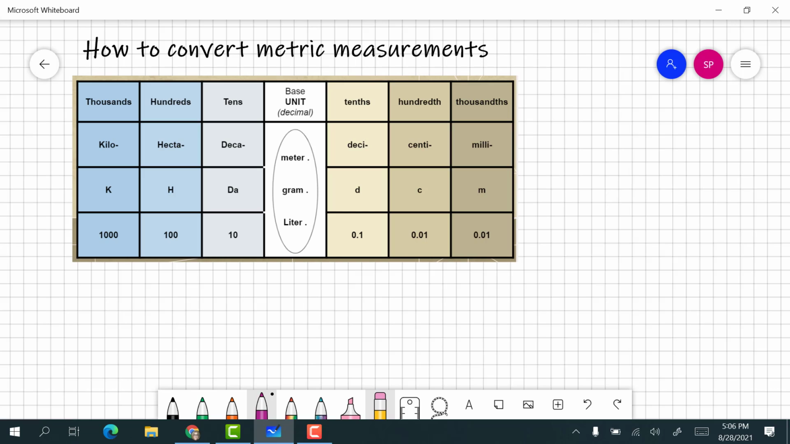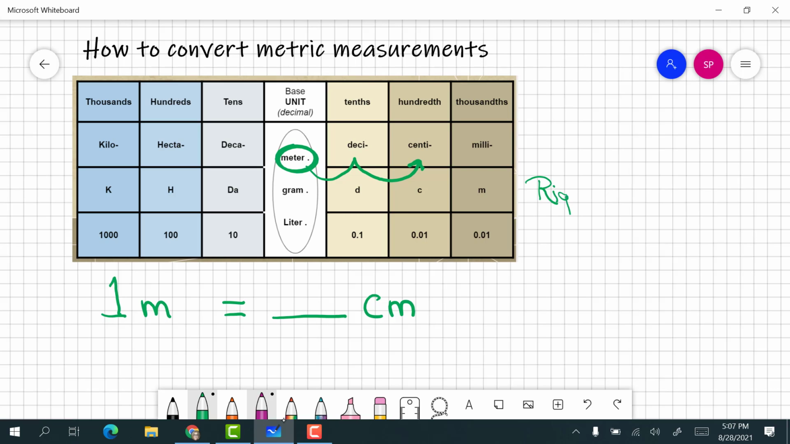I have the same diagram or chart that we had in our notes, but now I'm going to show you how to use it to make those conversions. So we're going to start by looking at the base unit right here. All right, so let's say that if I have 1 meter, how many centimeters does that equal? So what we have to do is start at the meter and jump to the centimeters.